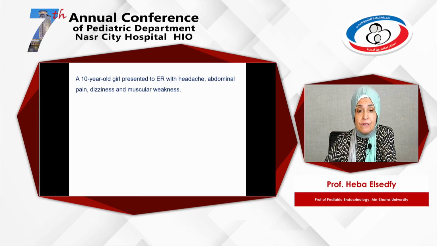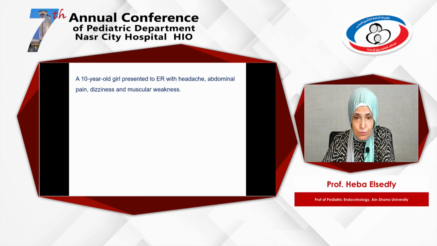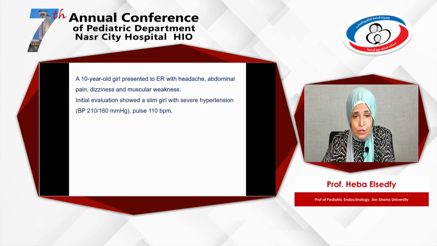This is the case of a 10-year-old girl who presented to the ER with headache, abdominal pain, dizziness, and muscular weakness. Muscular weakness is very important in this case because it can point to hypokalemia. Initial evaluation showed a slim girl, again with severe hypertension. The blood pressure was 210 over 160 millimeters mercury. The pulse was 110 beats per minute.